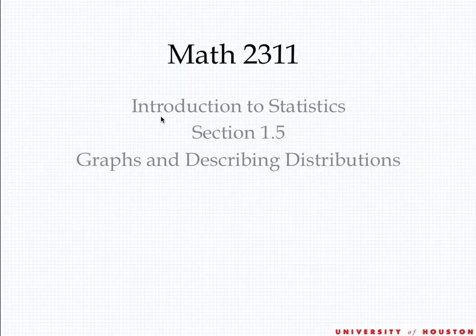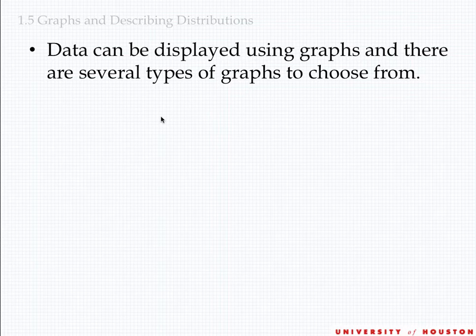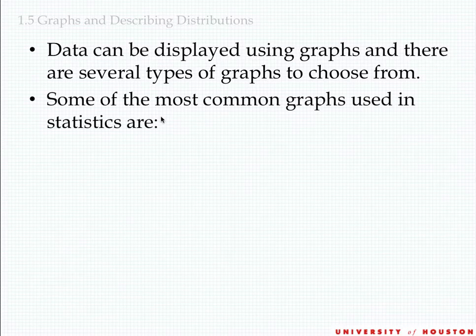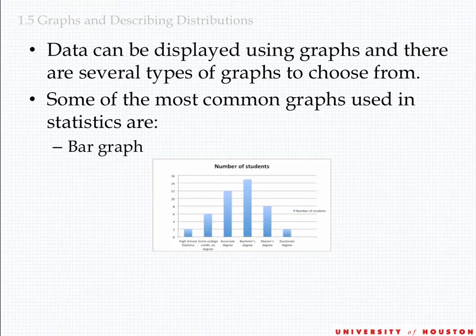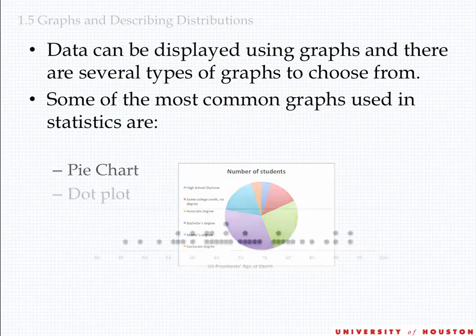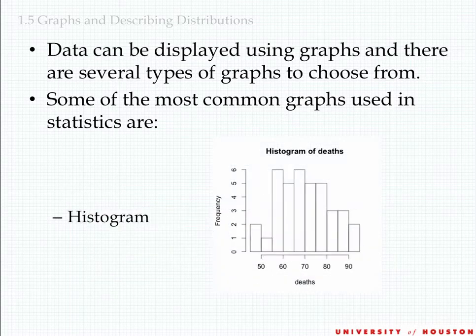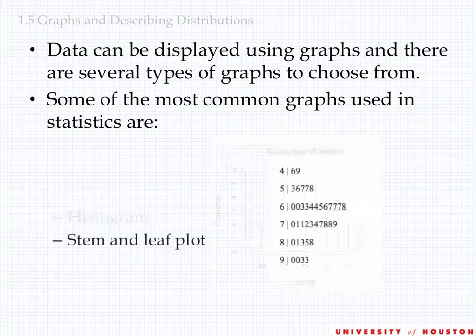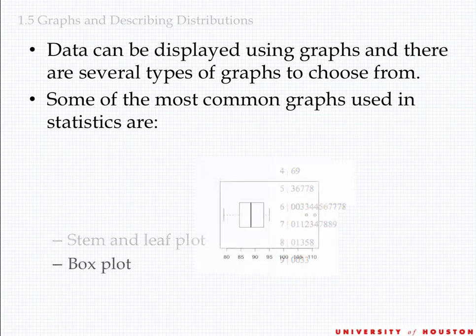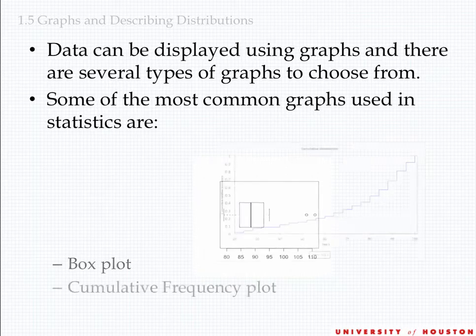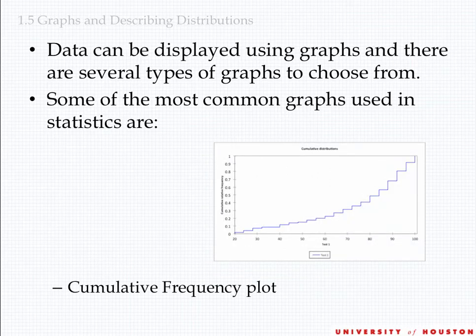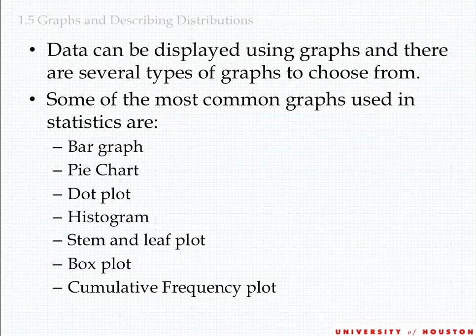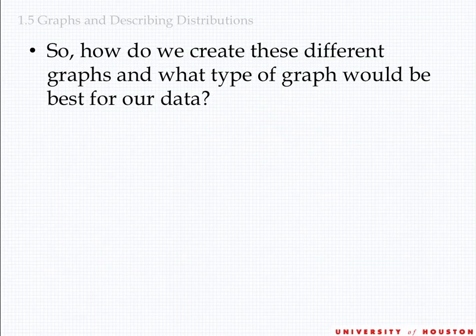Graphs and describing distributions. Data can be displayed using graphs, and there are several types of graphs to choose from. Some of the most common graphs used in statistics are bar graphs, pie charts, dot plots, histograms, stem and leaf plots, box plots, cumulative frequency plots. So how do we create these different graphs, and what type of graph would be best for our data?